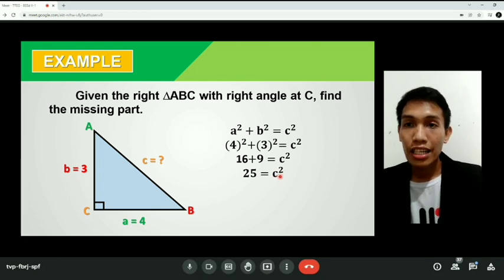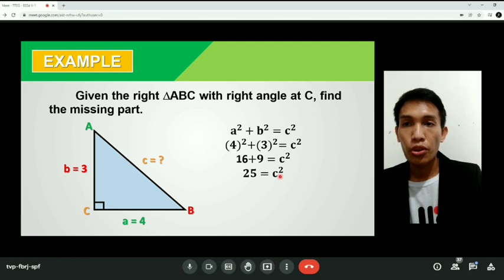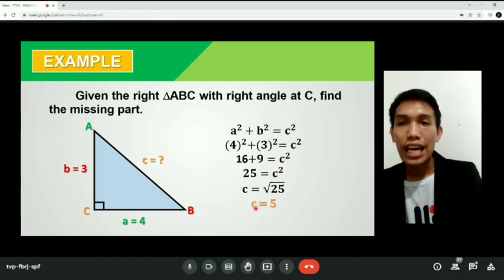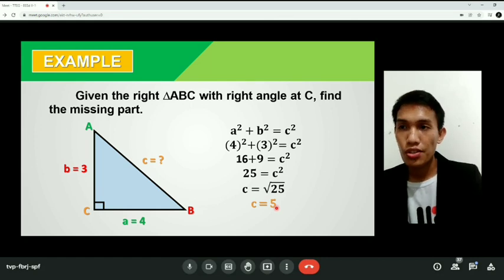In order to find C, we need to get the square root of both sides. So we get the square root of 25 and C squared. The square root of 25 is 5, and the square root of C squared is C. So that's how we get 5. We now have the missing value of the hypotenuse in the right triangle ABC.